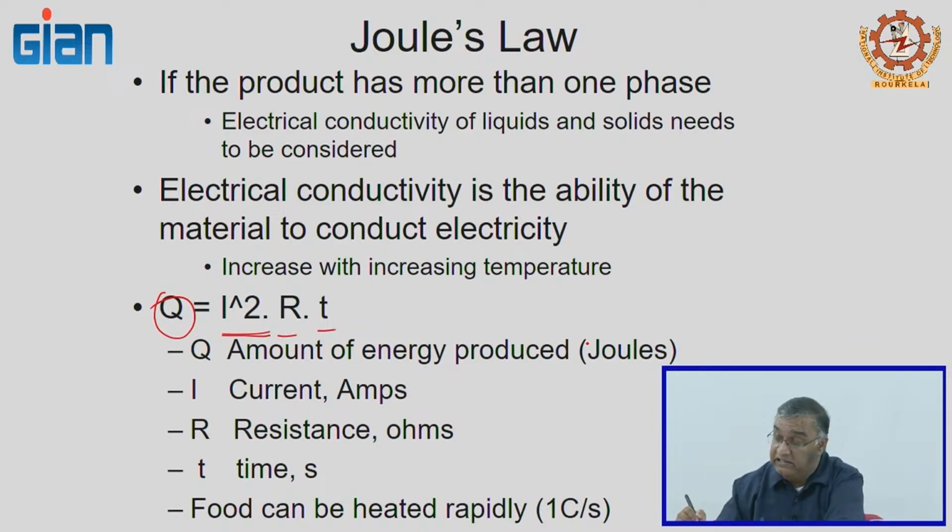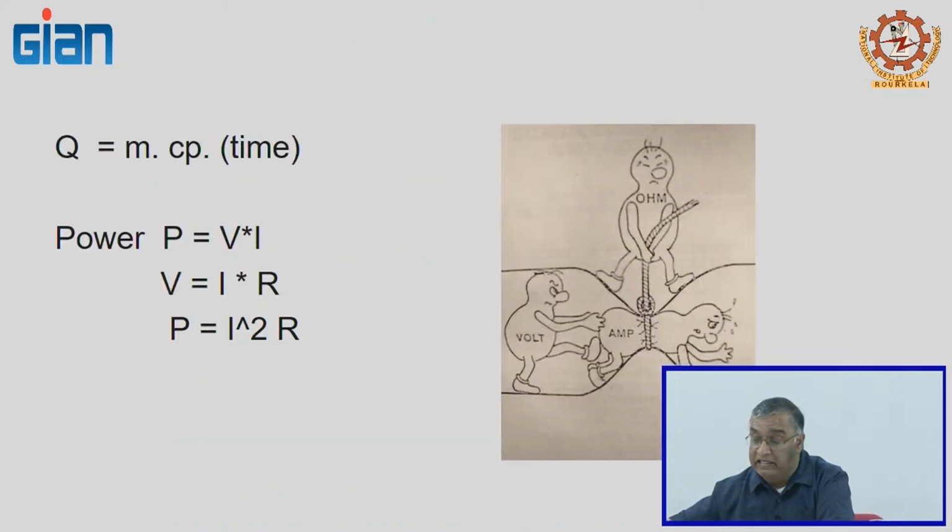Q is the energy produced in the product, I is the current passing through your product, R is the resistance of your product, and t is the processing time. So you can rapidly heat the product, for example, you can increase the temperature 1 Celsius per second and so on. It is quite rapid.